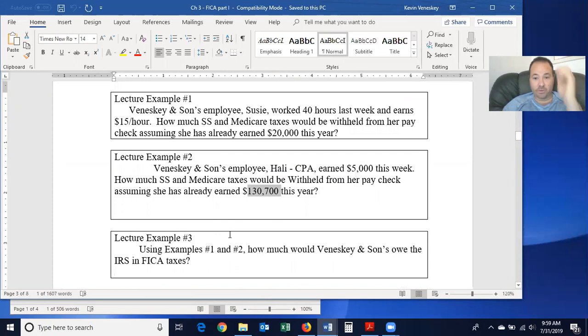All right, so for this first one, all I want you to do is revert back and remember Social Security and Medicare rules. It shouldn't take you more than about a minute or two. Tell me how much in Social Security and Medicare taxes would be withheld from this person's pay, knowing that they've already earned $20,000 this year. So pause the video and let's see what you get.